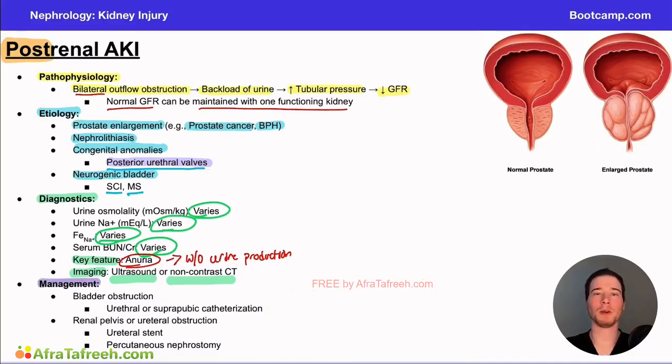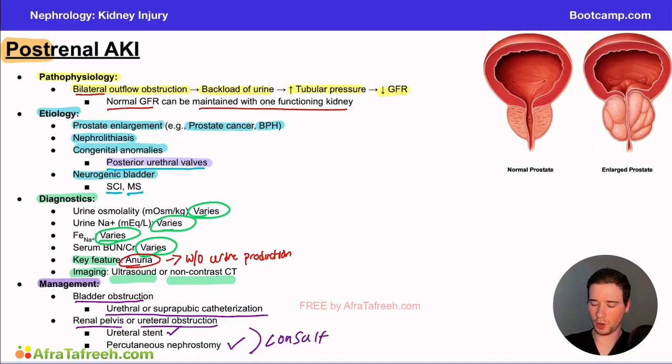So remember, with AKI, we always want to think about treating the underlying cause. We want to provide symptom management, so you want to provide fluids, discontinue any medications that can be contributing, such as nephrotoxins. But with post-renal AKI, sometimes there's some additional things that they might ask you about, one of which is to remove the bladder obstruction. If you have significant obstruction, you might need to use a urethral or suprapubic catheter for the patient. Urethral goes through the urethra, and a suprapubic catheter is inserted above the pubic bone. Additionally, if the obstruction is more proximal in the urinary system, you might have to relieve the obstruction at the pelvis itself. This can include a ureteral stent or a percutaneous nephrostomy. These are procedures that you would consult urology to perform.